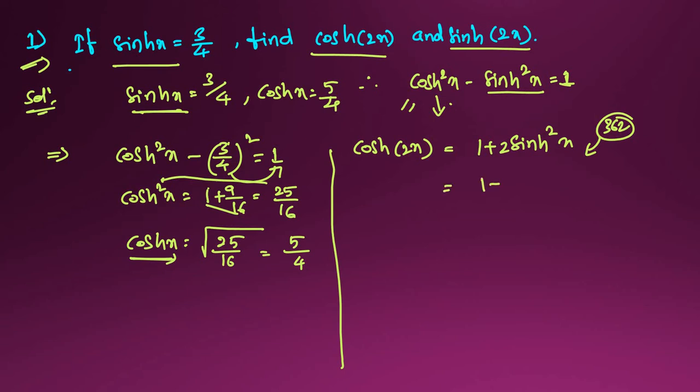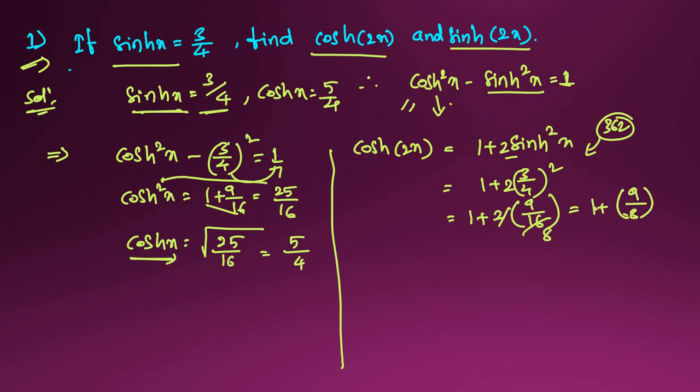So here 1 plus, sinhx is equal to what? Sinhx is equal to 3 by 4. 3 by 4 whole square. So before there is 2 here. So 1 plus 2 into 3 threes are 9 divided by 4 fours are 16 will come here. 2 ones are 2, 8 ones are 8. So it will become 1 plus 9 by 8 will come. So 8 plus 9 is 17. 17 divided by 8 will be the answer, cosh 2x is equal to 17 by 8. So this one.